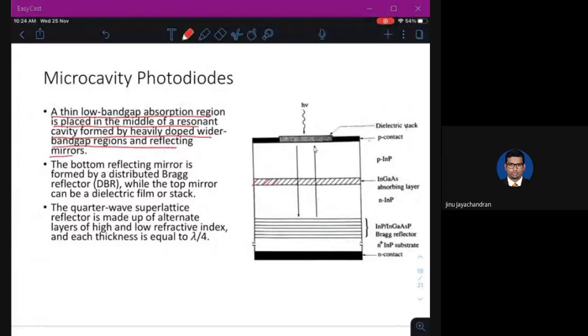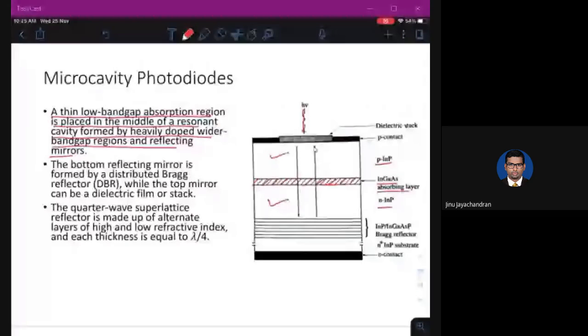So this is your absorption region, the indium gallium arsenide absorption region. Now it is sandwiched between two regions, which form something called a resonant cavity. There's a resonance which will be formed, and they are of wider bandgap. So the photon which is incident from here will directly go to the absorption region. It will not be absorbed in p indium phosphide or n indium phosphide because they are of wider bandgap. And there are some reflecting layers.